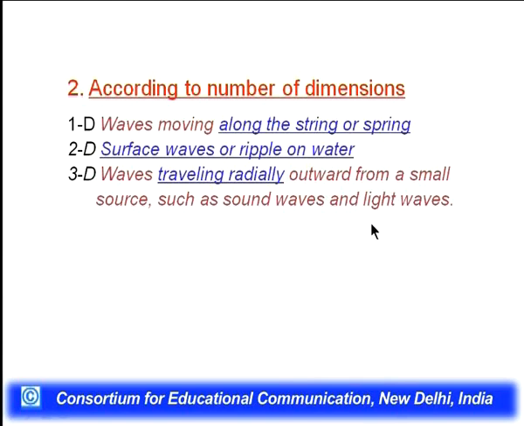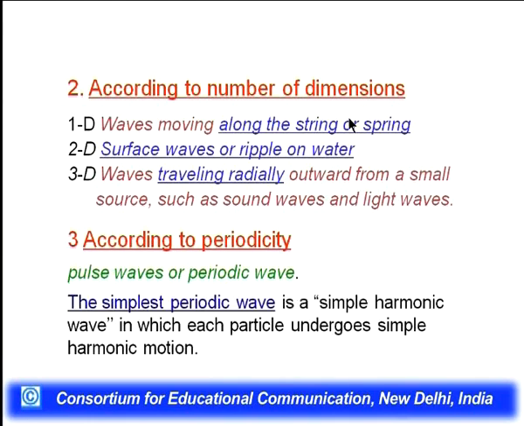Three-dimensional waves traveling radially outwards from a small source, such as sound waves or light waves, are the three-dimensional waves. Now these are the types of waves on the basis of dimensions. According to periodicity, the waves are defined as the pulse wave or the periodic wave.